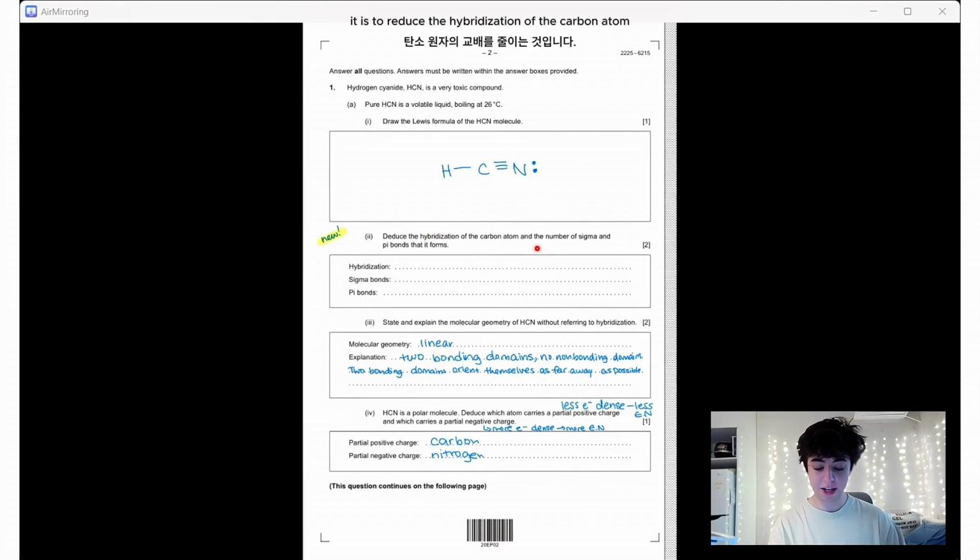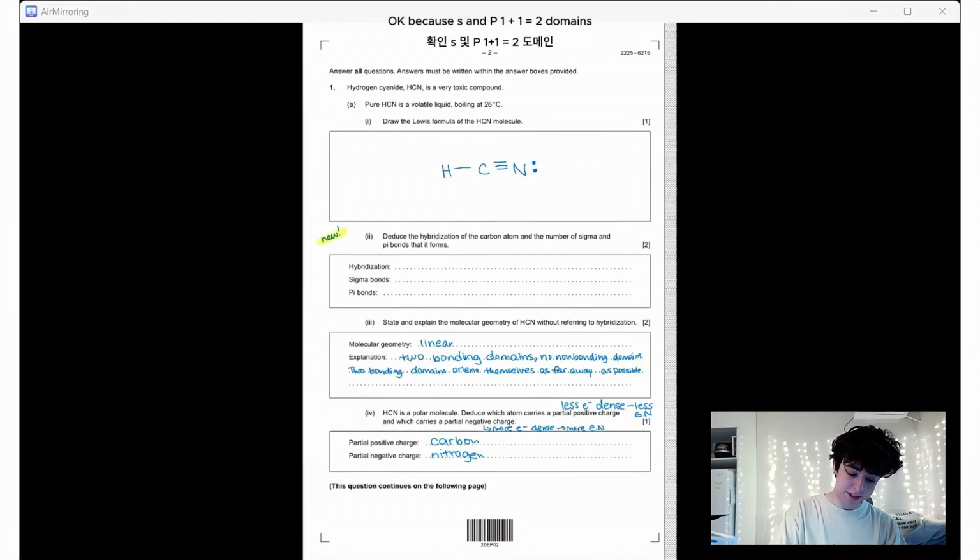You can see I have the parts that are new highlighted to say new. And so it is to deduce the hybridization of the carbon atom and the number of sigma and pi bonds that it forms. We covered this in the 1A videos, where hybridization is just based on the number of electron domains. There's sp3, sp2, and sp, and it's just literally the number. So for this one, our carbon, if we count our number of electron domains, we have 1 and then 2. So that means that our hybridization is going to be sp, because s and p, 1 plus 1 equals 2 domains.